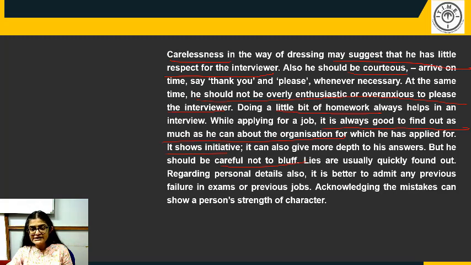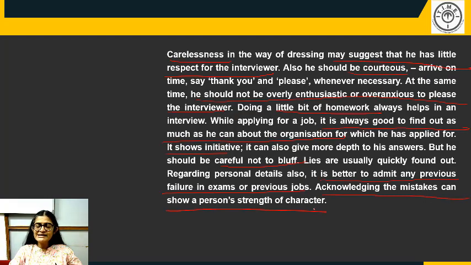Regarding personal details also, it is better to admit any previous failure in exams or previous jobs. Okay, so this is an important point. It is better to be honest about any previous jobs you have done or any previous failures in exams, etc. Acknowledging the mistakes can show a person's strength of character. Everyone makes mistakes. If you are able to admit your mistakes that you made in the past, it will show your strength of character. Fine.